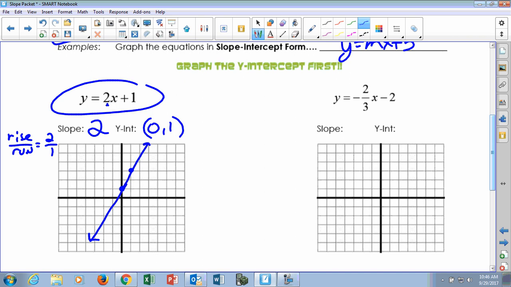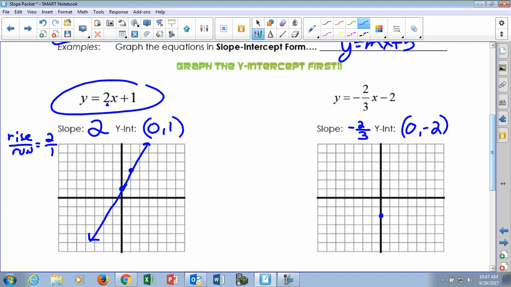Alex? -2/3, okay. What's my y-intercept? So 0, -2. So where am I going to graph 0, -2? Javon? Right. Yeah, negative numbers are below the x-axis here, so 0, -2 is right there.